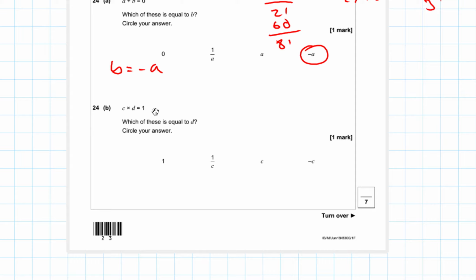And then we've got c times d is equal to 1, which of these is equal to d. So we need to get d by itself, so we're going to divide both sides by c, because that's the opposite operation to multiplication. So d is equal to 1 over c.